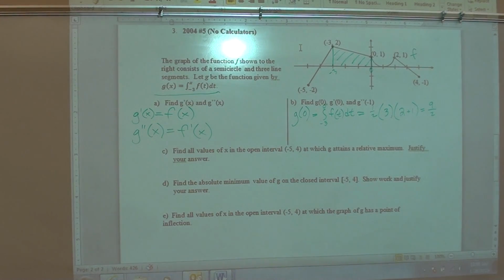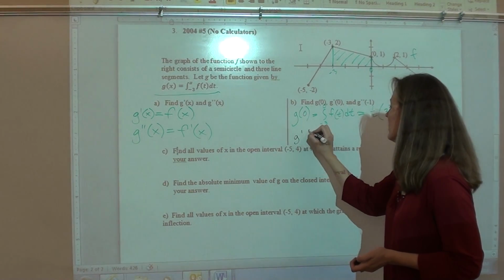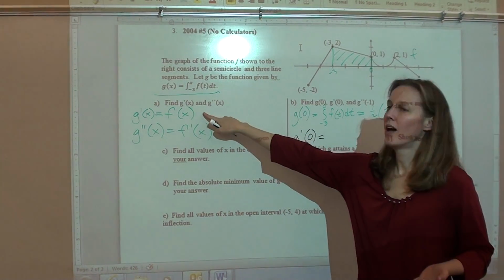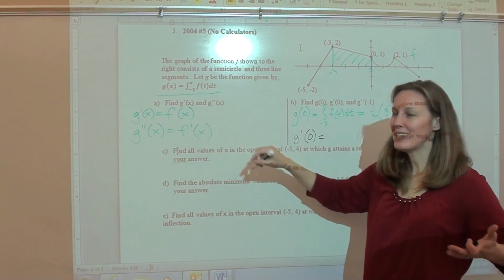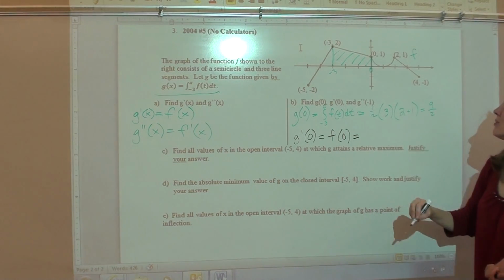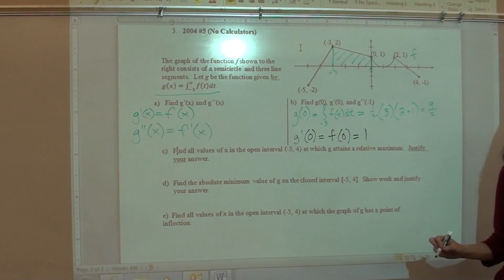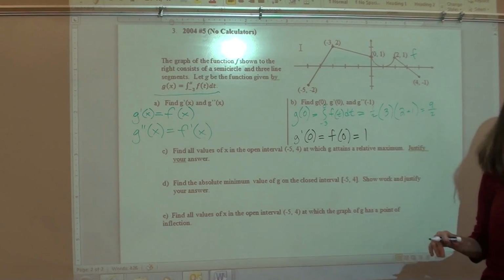Okay, so next we want g prime of 0. Well, let's see. G prime of 0 is the same thing as f of 0, right? Hey, what's f of 0? It's 1. Right, just get it straight off the graph.